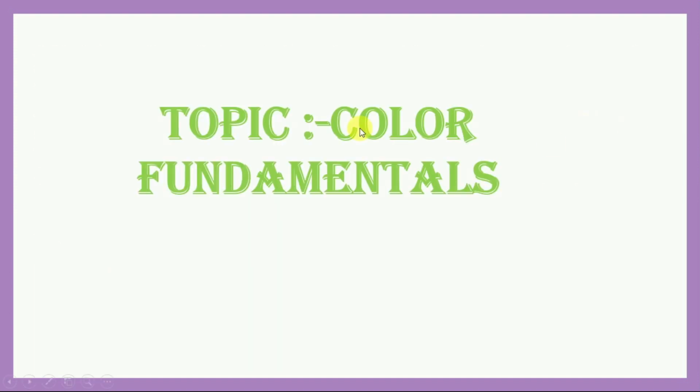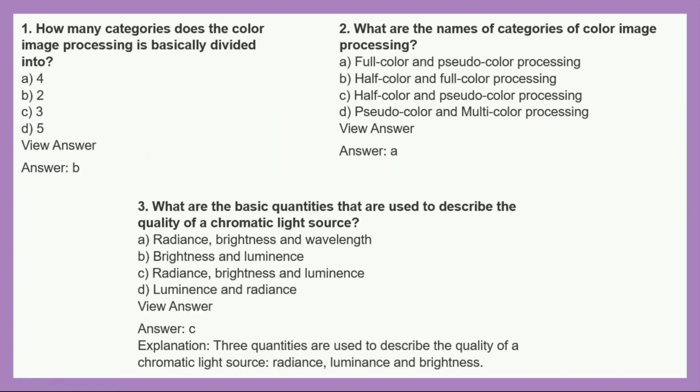Now the next topic is color fundamentals. Here we are going to see color models and color properties. So how many categories is color image processing basically divided into? So answer is option B, that is 2, means white and black. Now question 2 is, what are the names of the categories of color image processing? So answer is option A, that is full color and pseudo color processing.